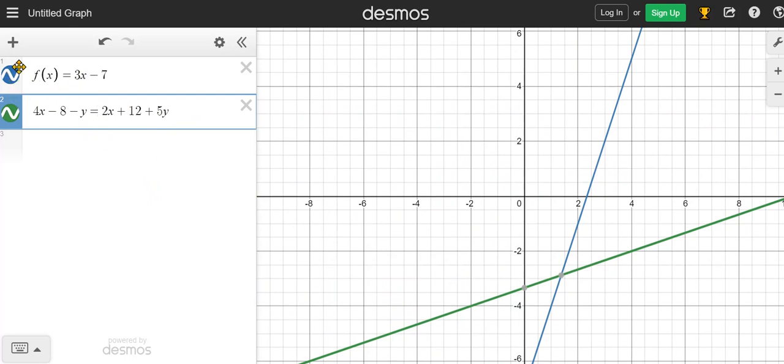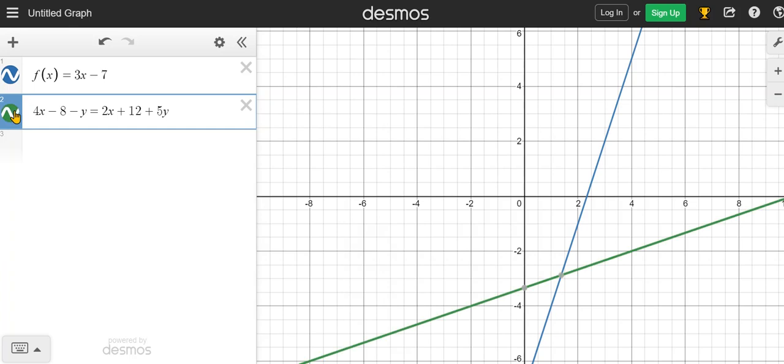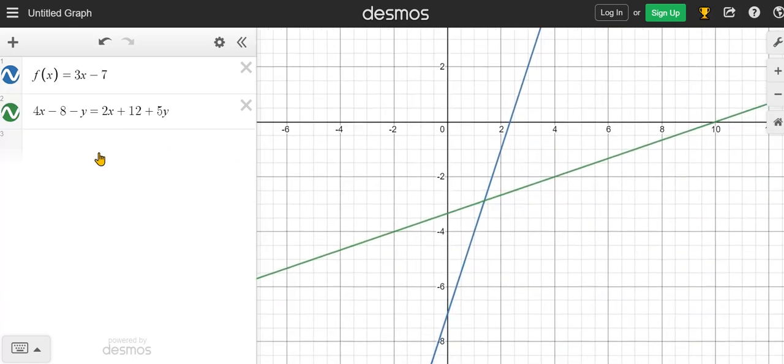If I click on this little blue squiggly line over here, notice that the first graph of the function went away. So I can make it come back by clicking on that. It'll go away, come back. I can make the second line, the equation, go away. And now I have nothing, and I put the first one back. So if I want to see just the first line, or if I want to see the second line, or if I want to see both, I can do whatever I want to do just by clicking on one of these.